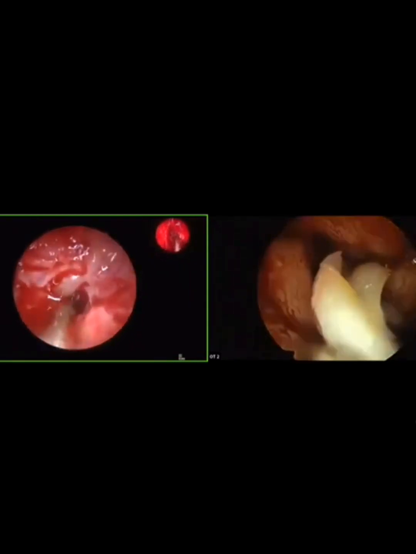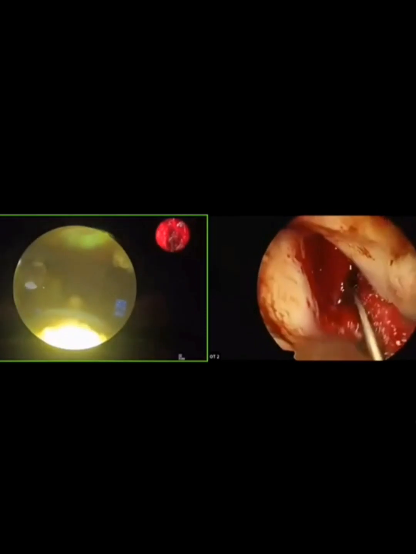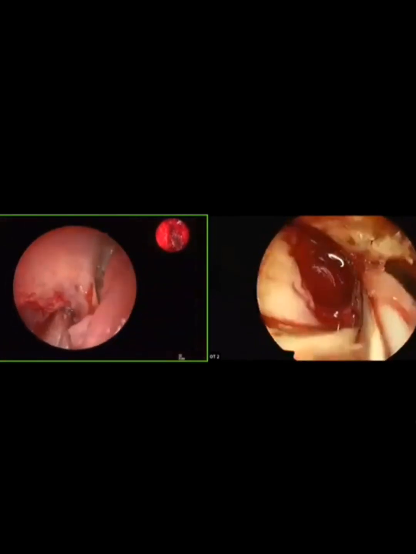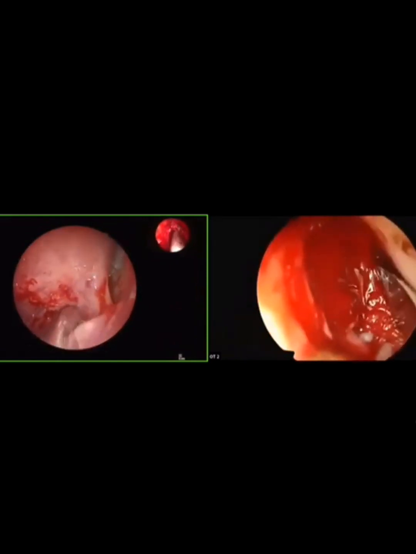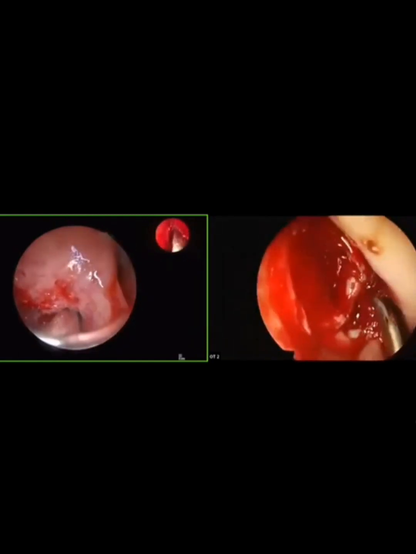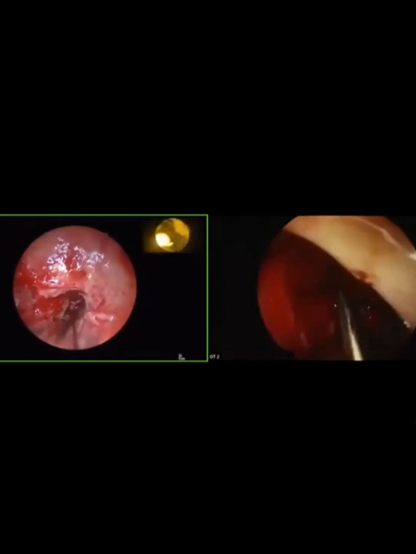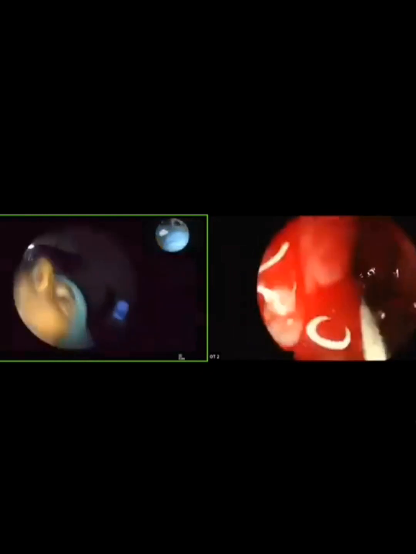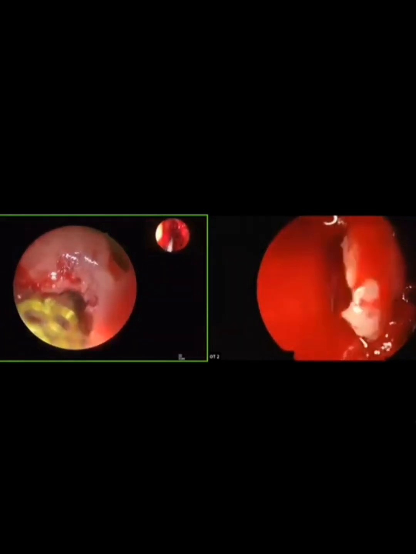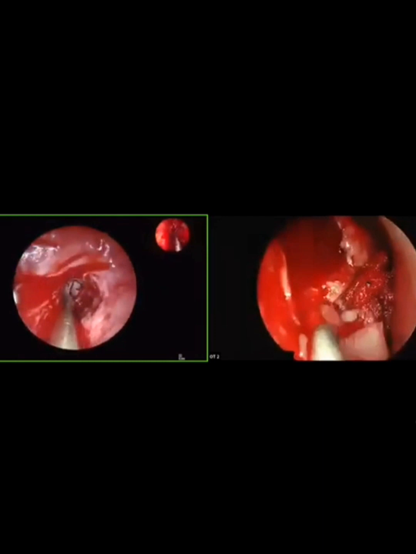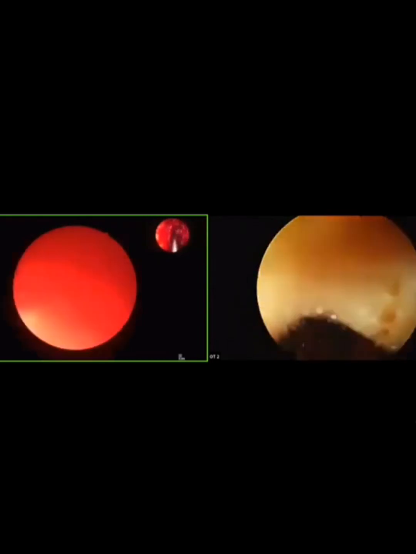Wash. You have to stay in between. Whenever you are working with the debrider, don't work laterally, don't work medially. Stay in between. Suction. See, this is a huge frontal sinus. Polyps are there.